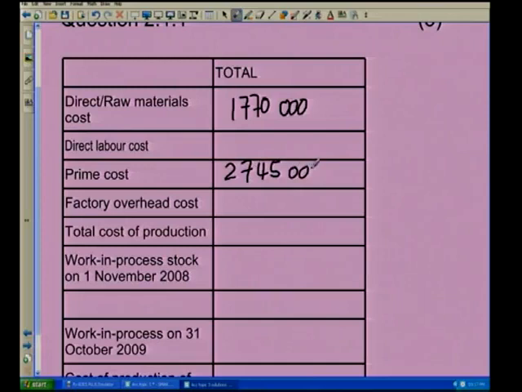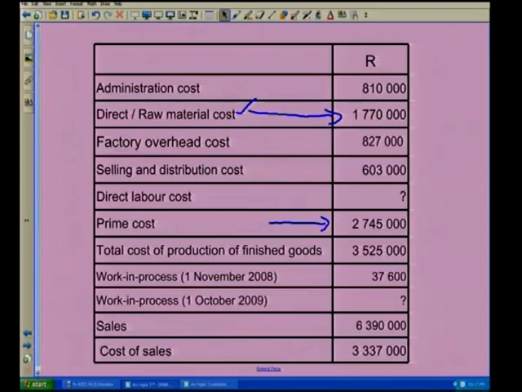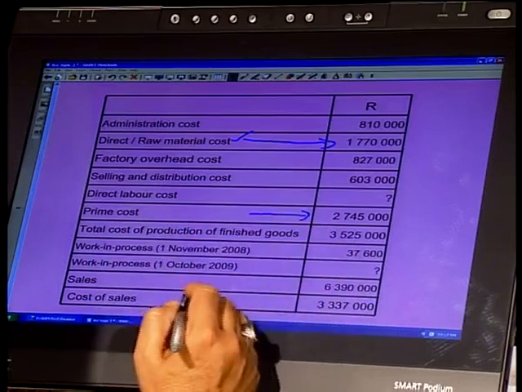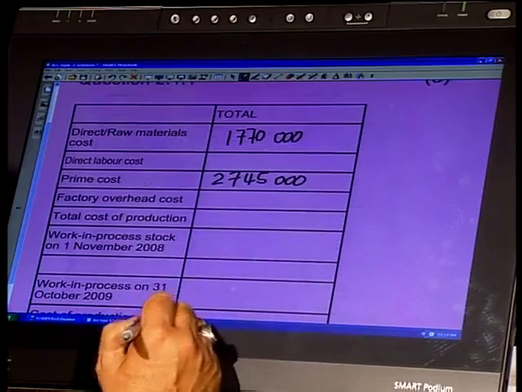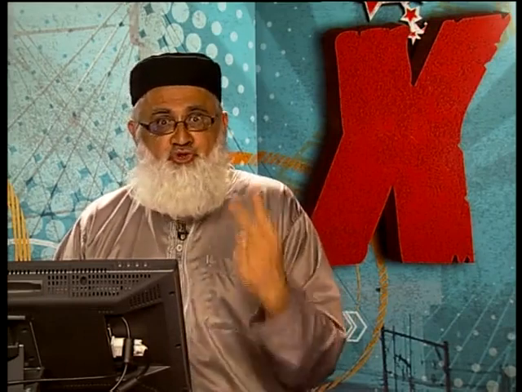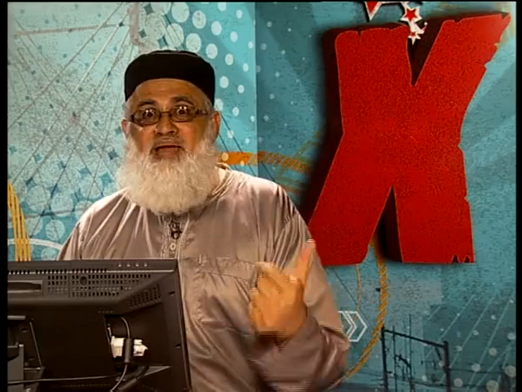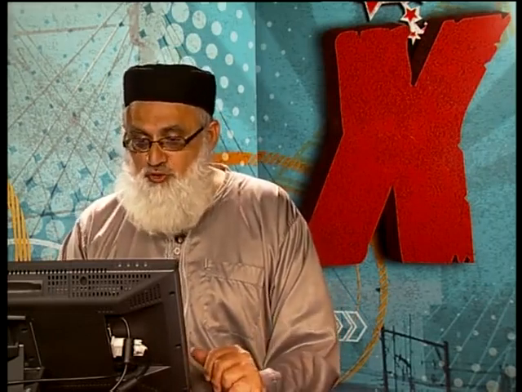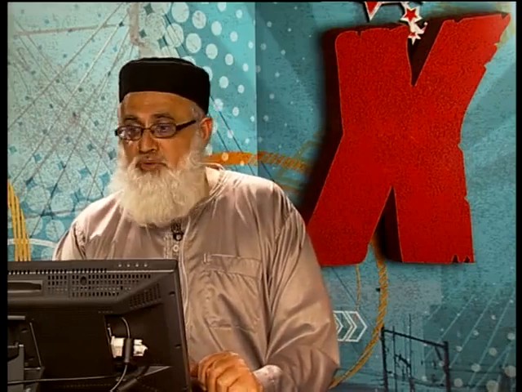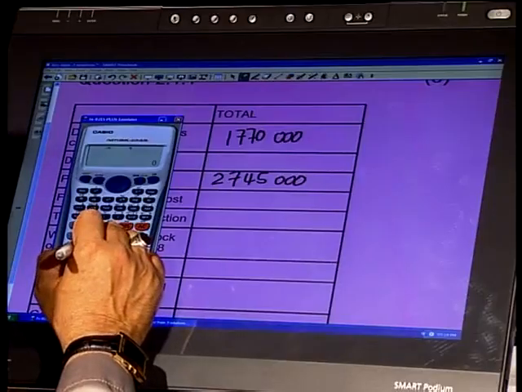2,745,000. So therefore, my prime cost is 2,745,000. Remember, this is given information. Once again, that's where we got it from, the information that is provided. Now, let's look at this here. What do we know in accounting? What gives me my prime cost? Obviously, my prime cost is made up of two things, direct material plus direct labor. And I have my direct materials and I have my prime cost.